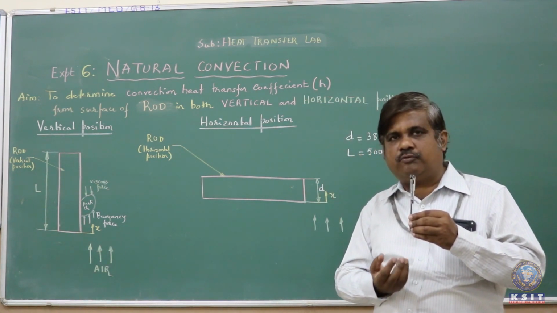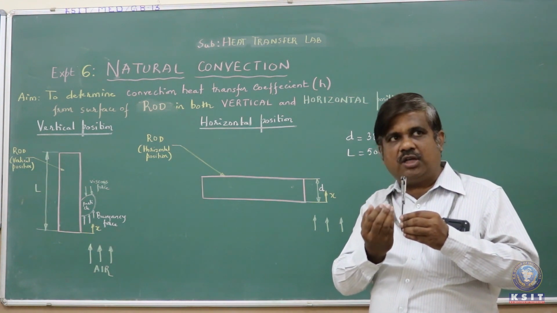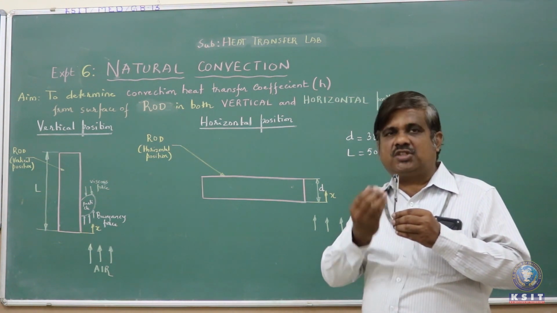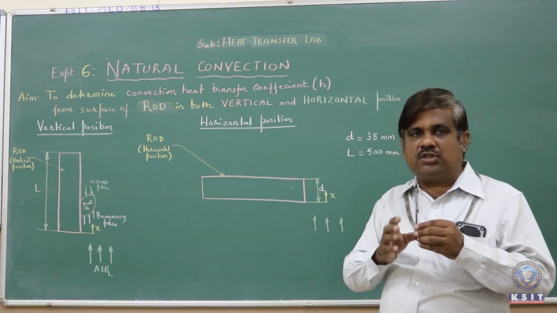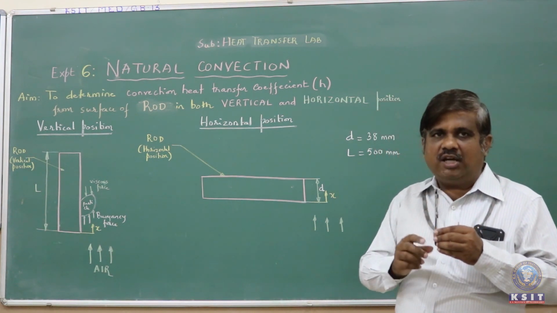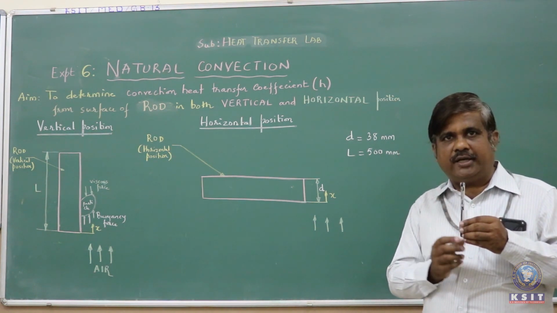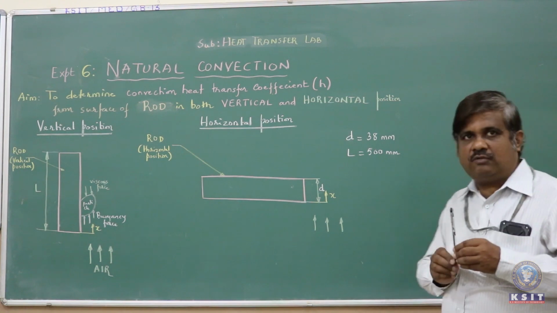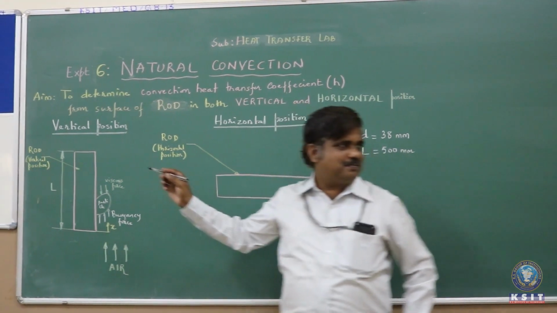The force which makes the fluid particle move up is called the buoyancy force. And it should definitely overcome the viscous force when it is touching the surface. So this decides whether the fluid flowing over the surface is laminar or turbulent in the natural convection mode. Now we can check in the vertical position.